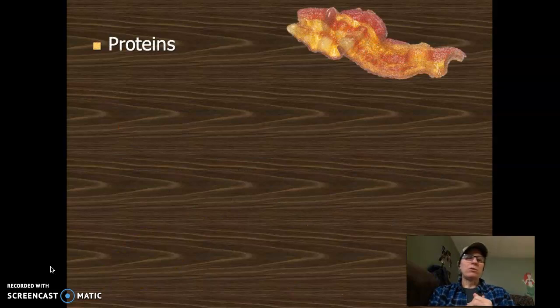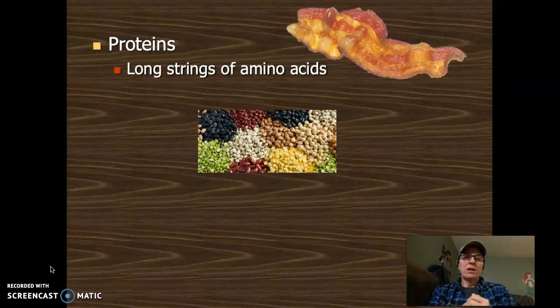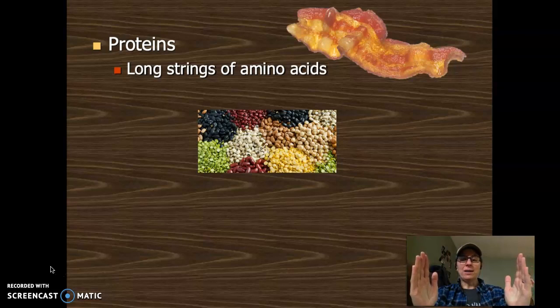Another type of nutrient category is proteins, and there's probably my favorite protein in the whole wide world. Life is bacon. Bacon is life. Apologies to those of you who are vegetarian or vegan. I'm sorry, I can't help it. I love bacon. So proteins are long strings of amino acids. The digestive system's job is to take these strings of amino acids and break them down into the individual amino acids.